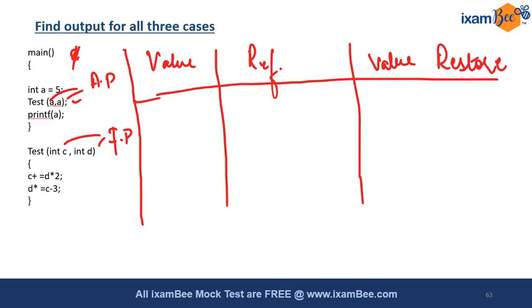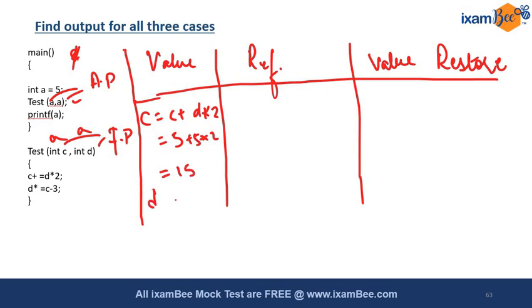The very first case is call by value. In call by value, we know that the value will be passed. So the first step is c equal to c plus d multiplied by 2. What value is passed in c? A copy of a, and in d also a copy of a. So it will be 5 plus 5 multiplied by 2, which is 15.